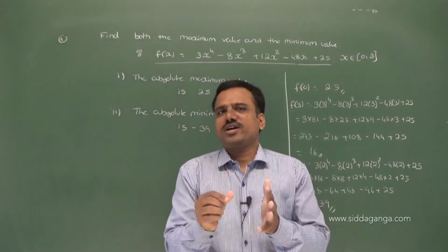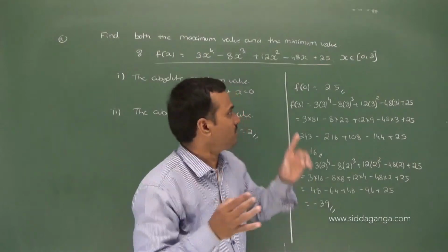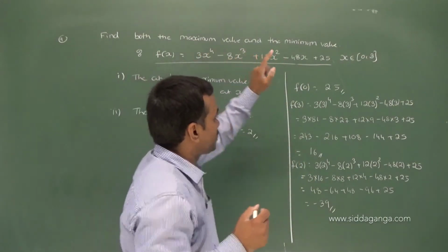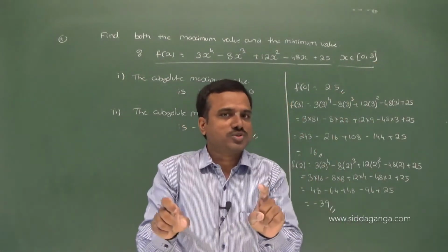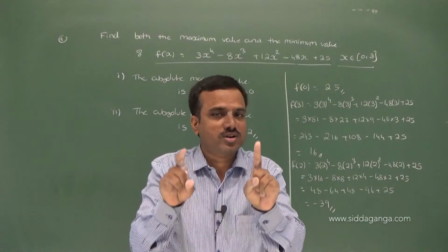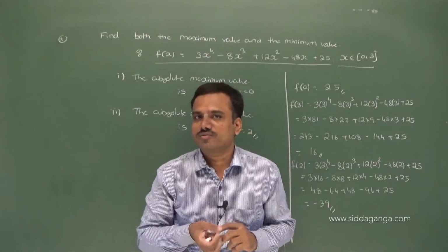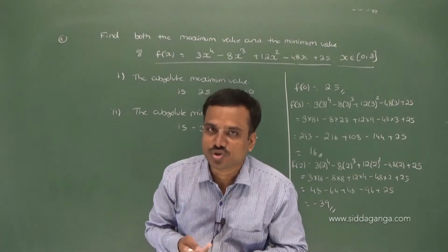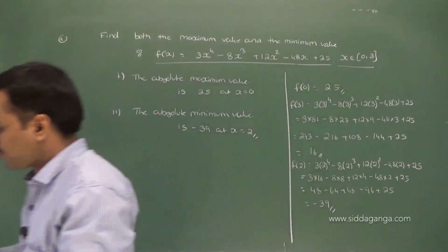So why do we find absolute maxima and absolute minima? Because he has given: find the maximum and minimum value of the given function on a closed interval. If a closed interval is given in a maxima and minima problem, we have to find the absolute maxima and absolute minima. Clear? Next problem.